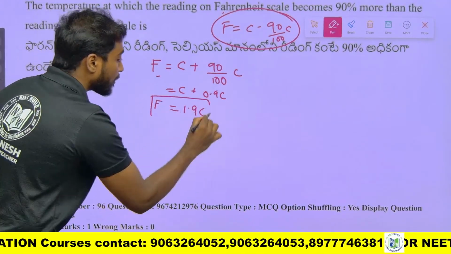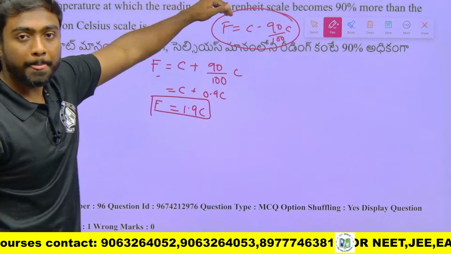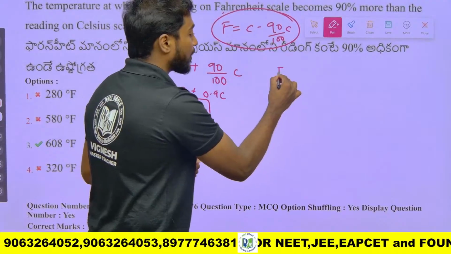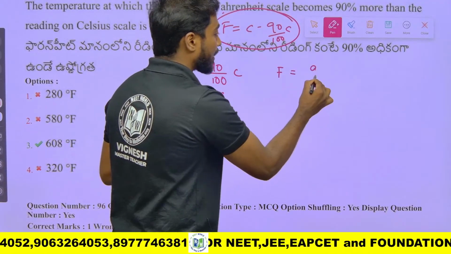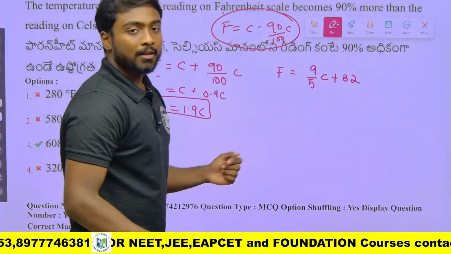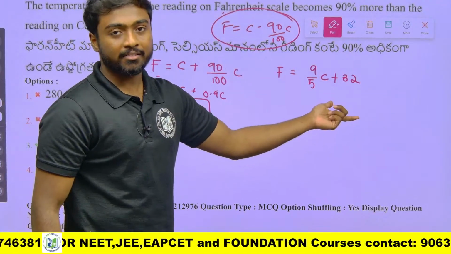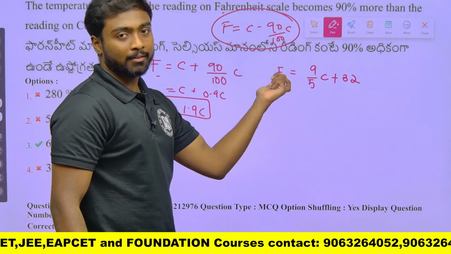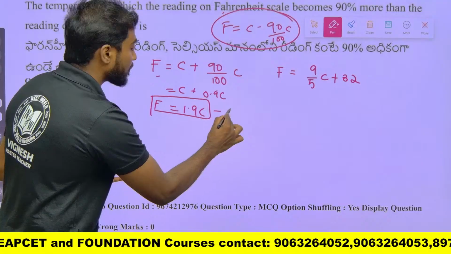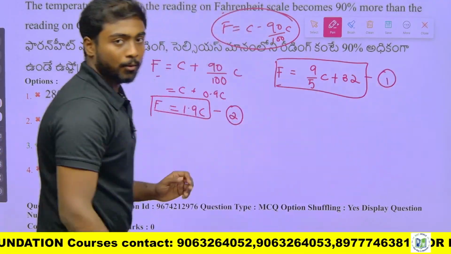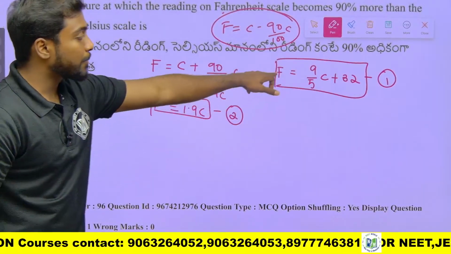So, this is the relation which was given in the question, but we know one more relation, right? F is equal to 9 by 5 C plus 32. This is the relation for Fahrenheit and Celsius scale. If any one of the things is given, I can find the other. So let me take this as equation 2 and this as equation 1. Now, take this F and substitute in equation 1.